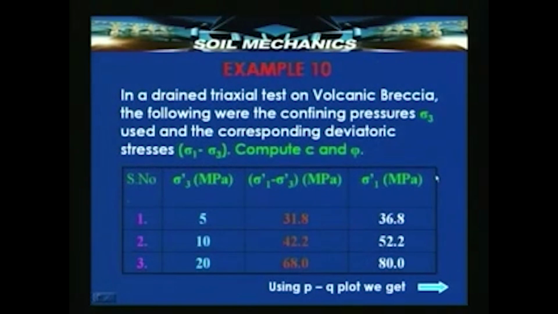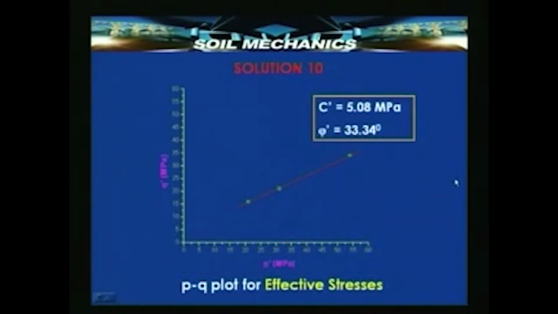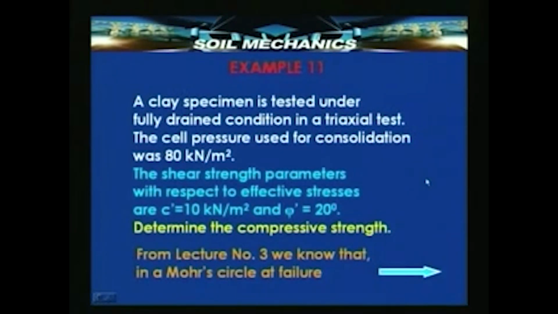This is again another example which we saw last time, where sigma 3 dash and the deviatoric stress effective were both known, from which we calculated sigma 1 dash and computed C and phi by an effective stress PQ plot. Now we go on to another example in which a clay specimen is tested under fully drained condition in a triaxial test. The cell pressure used was 80 kilonewton per meter square. The shear strength parameters were known, C dash and phi dash. What is the compressive strength?